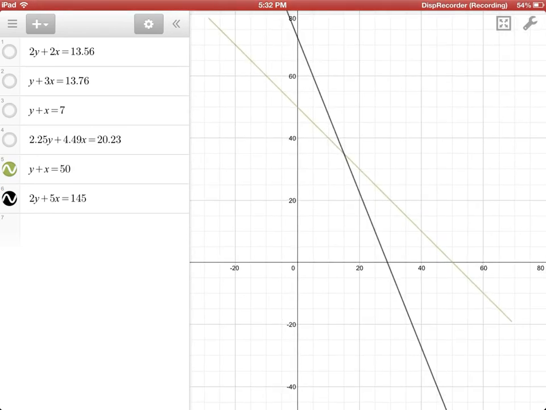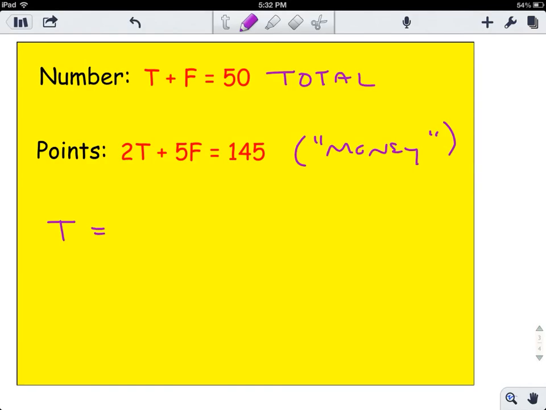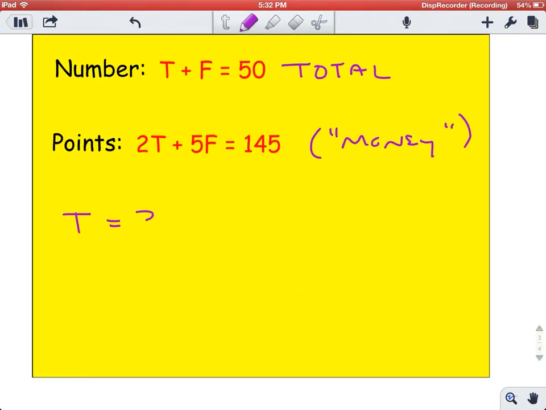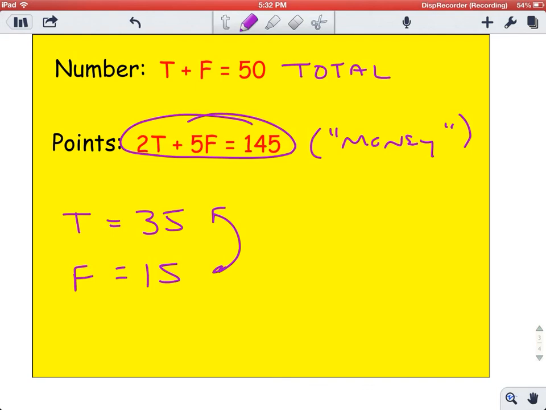And all we have to do is zoom in such a way that we can see the intersection. And we're looking at 15 and 35. Remember that 15 is x and 35 is y. So there were 35 2-point questions and 15 5-point questions. You can see that these two numbers add up to 50. And in addition, if we were to plug them into our point equation or our money equation, we could do that math pretty quickly as well, and we could see that we got to 145 points.